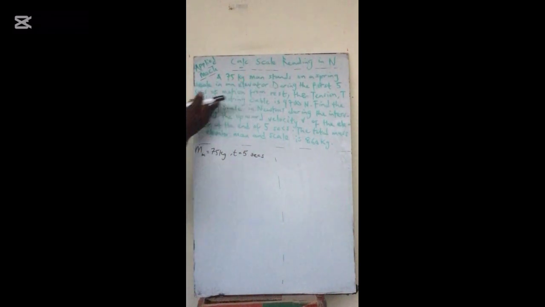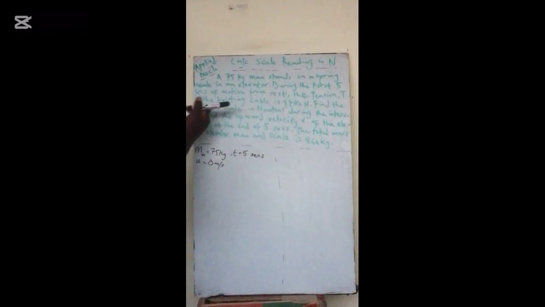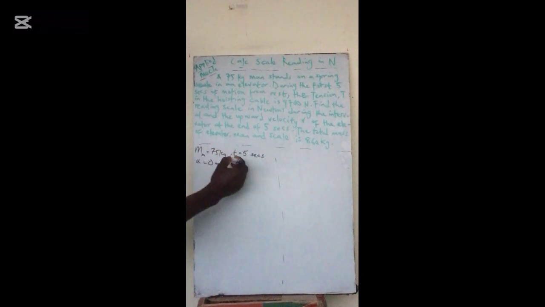So then, during the first 5 seconds of the motion from rest, and anything that is from rest, that's telling you that the velocity is from 0. So you're having your u as 0 meter per second. So let's move on. The tension in the hoisting cable is 9,700 Newton. So you're also given tension there, indicate it, 9,700 Newton.